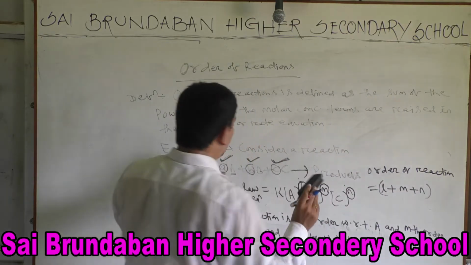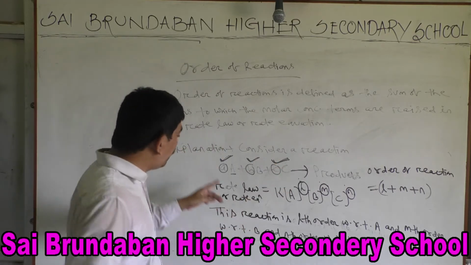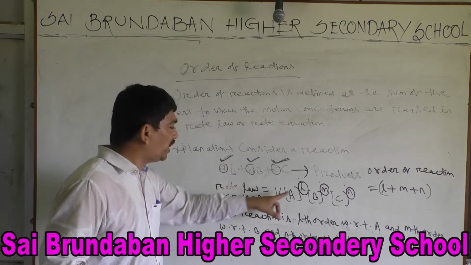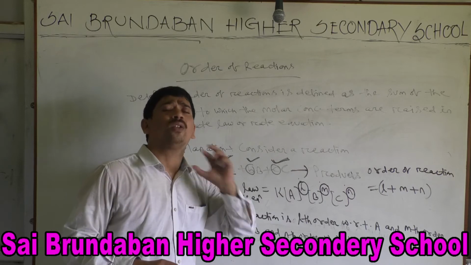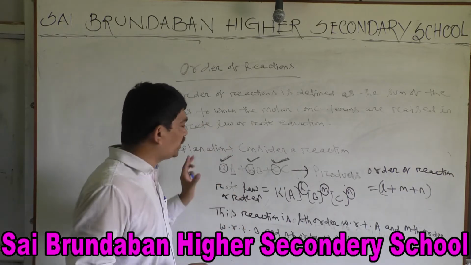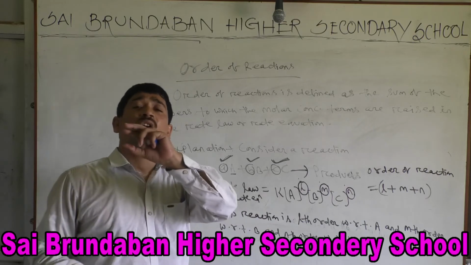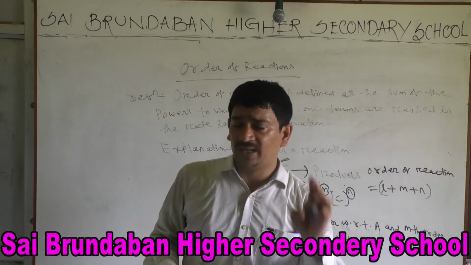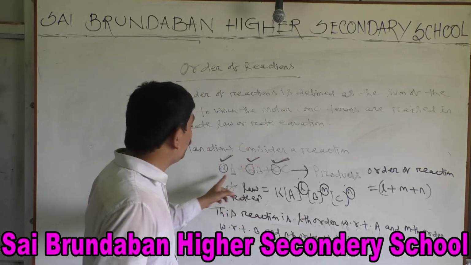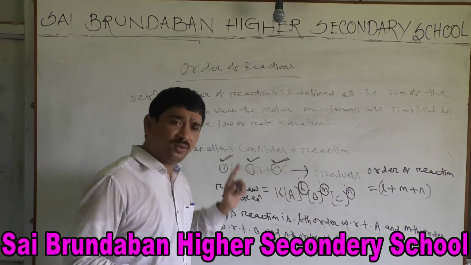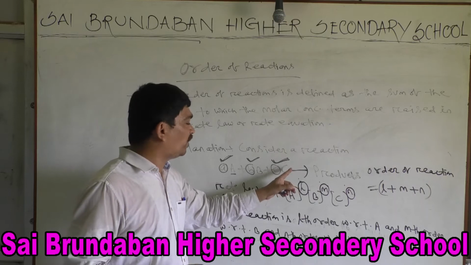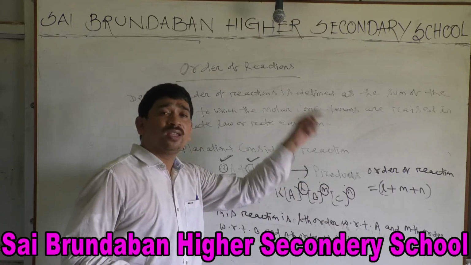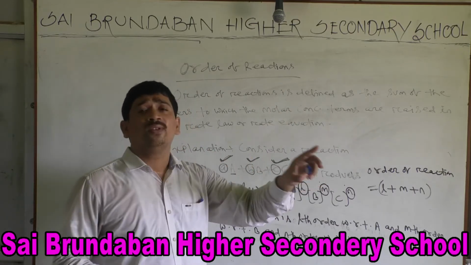Whatever reaction is given, you will observe whether the rate law or rate equation is given. In the rate law, add the powers of the concentration terms. That is the order of reaction. If the rate law is not given, you cannot predict the order of reaction simply by looking at the reaction. If the rate law is given, add the powers of the concentrations. That will give the order of reaction. Clear?